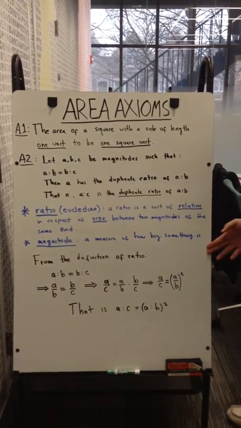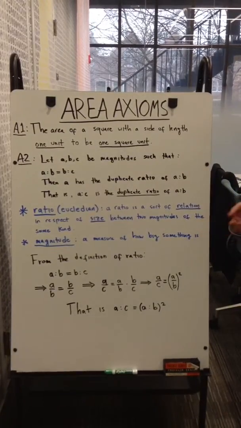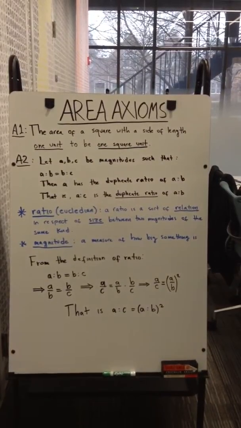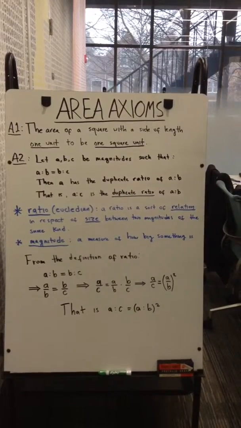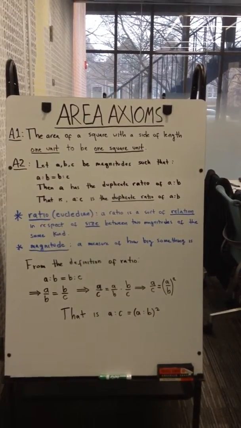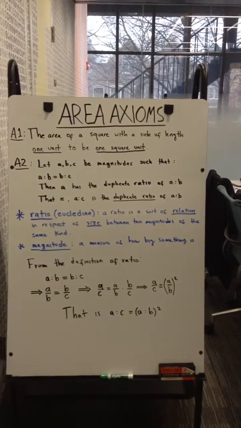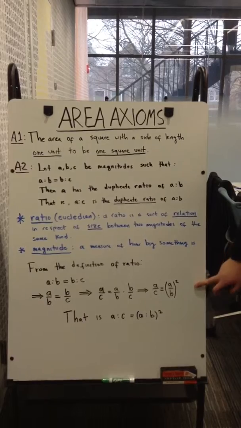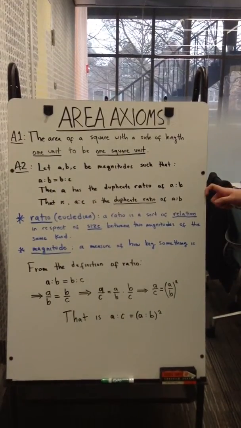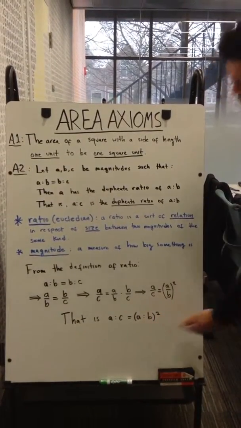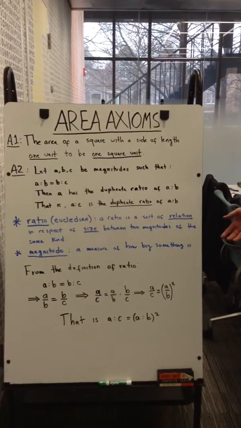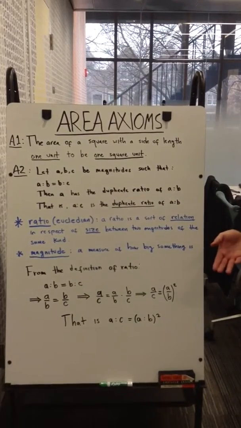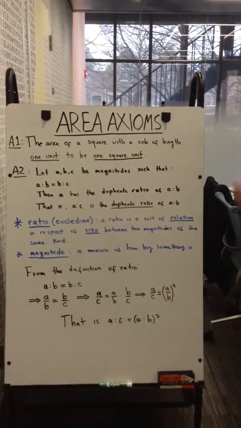We can also go over some definitions of ratio and magnitude. The Euclidean definition of a ratio is basically any sort of relation in respect of size between two magnitudes of the same kind. And magnitude, brief definition, is a measure of how big something is. And from this definition we can continue proving the duplicate ratio, and we reach the conclusion down here that the ratio of A to C is equivalent to the ratio of A to B squared. And we can use this for our proof of area of a square.